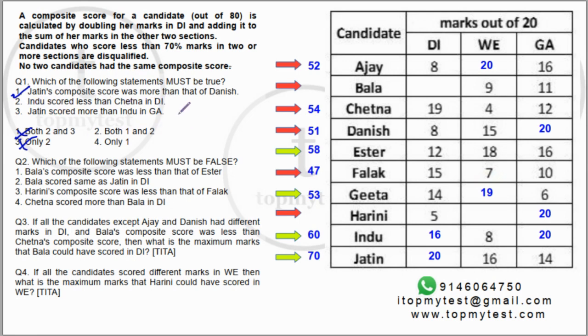Indu scored less than Chetna and DI. This is also true. So both 1 and 2 are true. Option 2. Which of the following must be false?